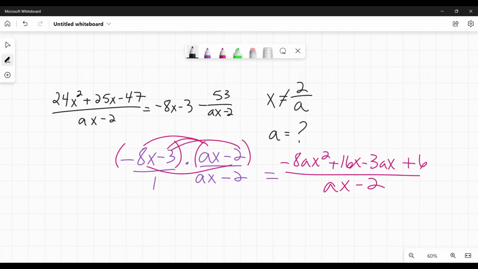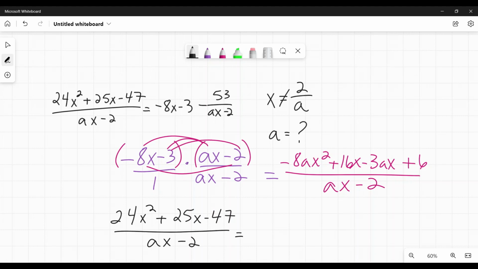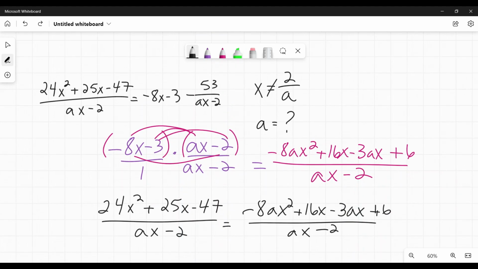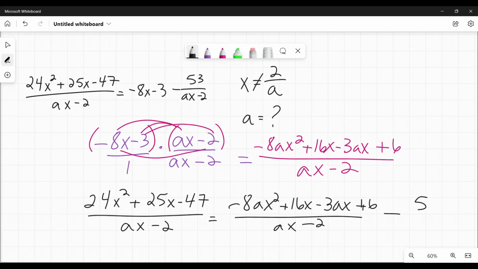All right, so let's go back to our original one. We had 24x squared plus 25x minus 47, I'm just rewriting it so it's all in one place, over ax minus 2 equals, and now we have this monster of an equation, negative 8ax squared plus 16x minus 3ax plus 6 all over ax minus 2. And we're going to bring that down, and we're going to subtract 53 over ax minus 2.